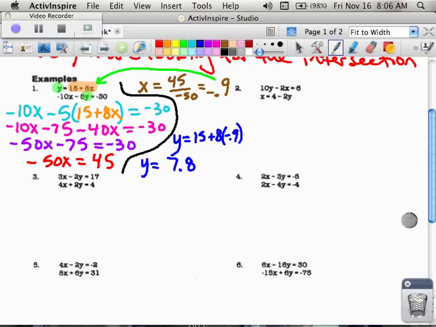What does this mean? This means that when you look at these two things, these two lines that we started out with are crossing at negative 0.9, 7.8. That's what it's saying. So I have two lines, and that's where they cross.